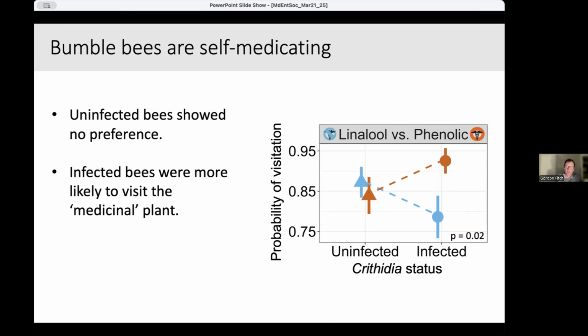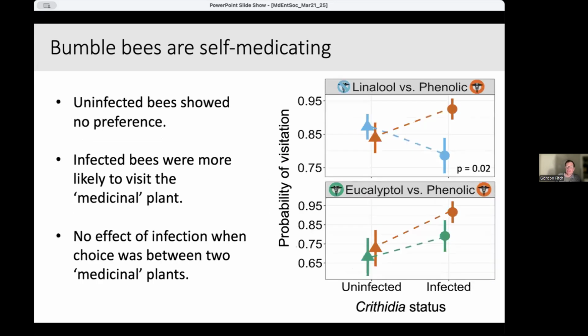And basically, you can see that when bees are healthy, they have an equal likelihood of visiting a flower regardless of its chemistry. But with these infected bees, we have them much more likely to visit the medicinal plants and less likely to visit the non-medicinal ones.